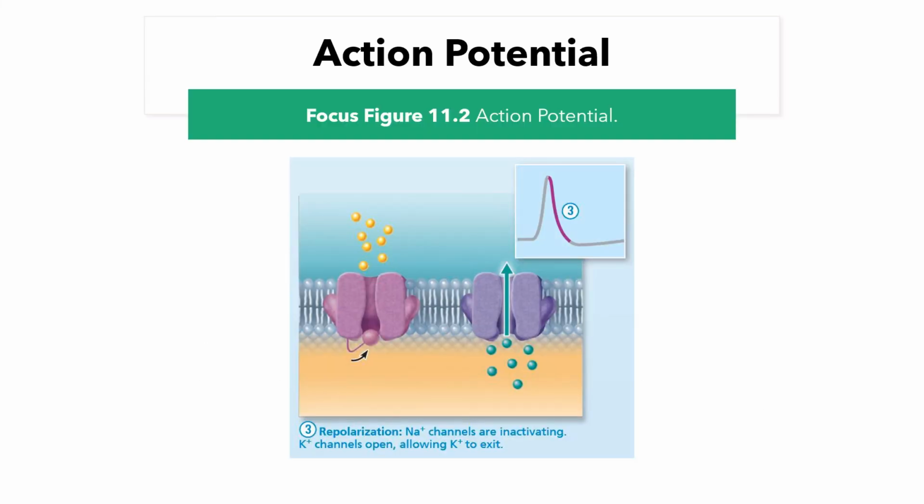So here, if you can see, this inactivation gate is going to close. It's going to cause the channel to be closed to sodium, so sodium can no longer rush into the cell. And we're going to have our potassium gate open, and so potassium is now going to be able to leave the cell.